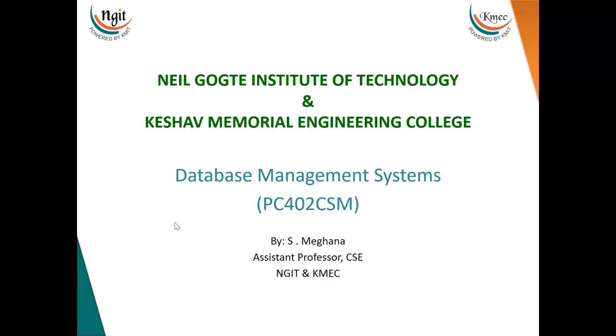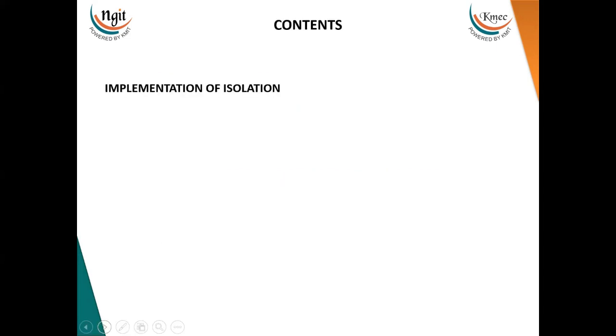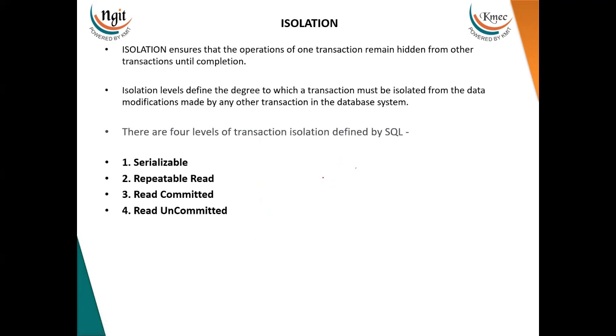Hello all, in today's class we are going to discuss one more important topic in transactions, that is implementation of isolation. Let us first define what an isolation is. In the previous class we have defined the properties of transaction, namely atomicity, consistency, isolation and durability. Isolation is one of the core properties of the transaction, and it ensures that the operations of one transaction remain hidden from other transactions until completion.